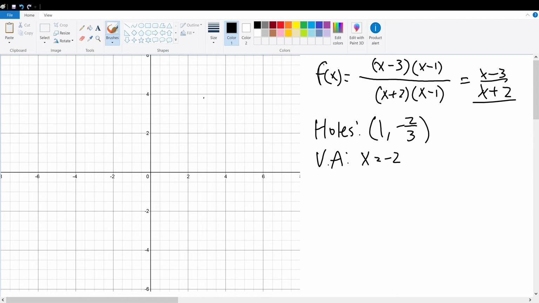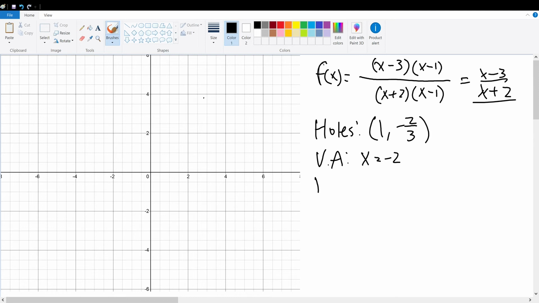Therefore, for our f of x in this specific example, it will not have two vertical asymptotes, but only one vertical asymptote, that being x is equal to negative 2, because when x is equal to 1, it will be defined within f of x, because we can rearrange f of x to get x minus 3 divided by x plus 2, where when x is equal to 1, we'll have some value. In this case, negative 2 over 3.